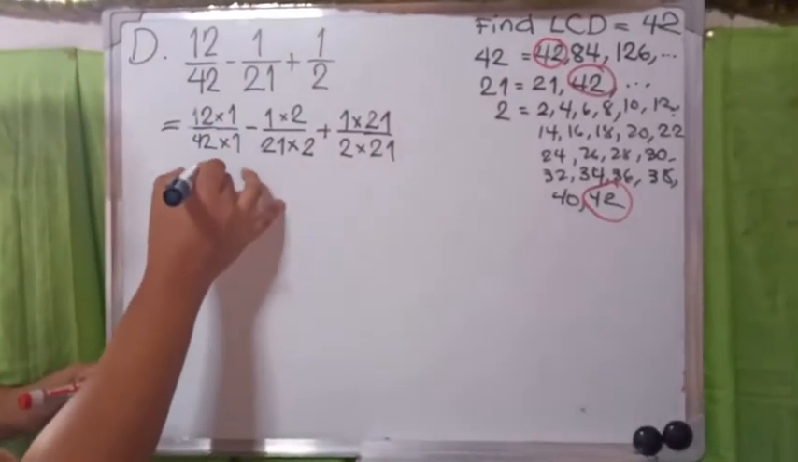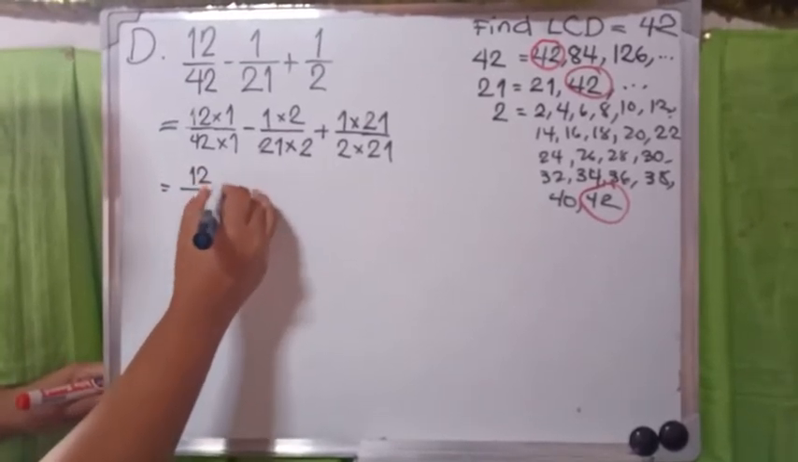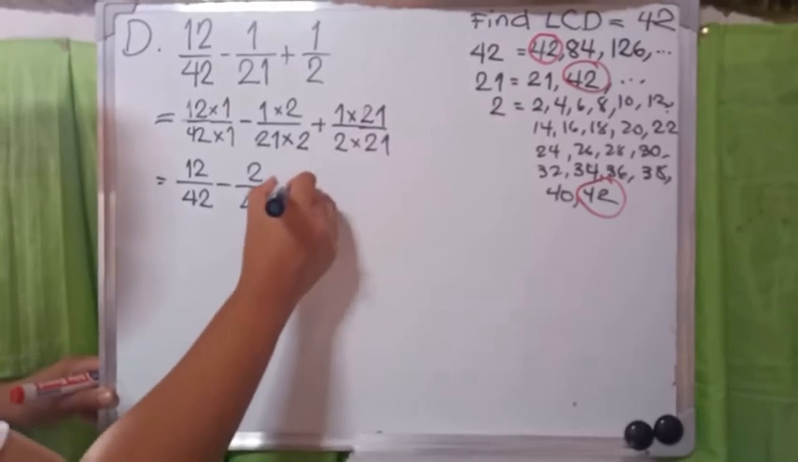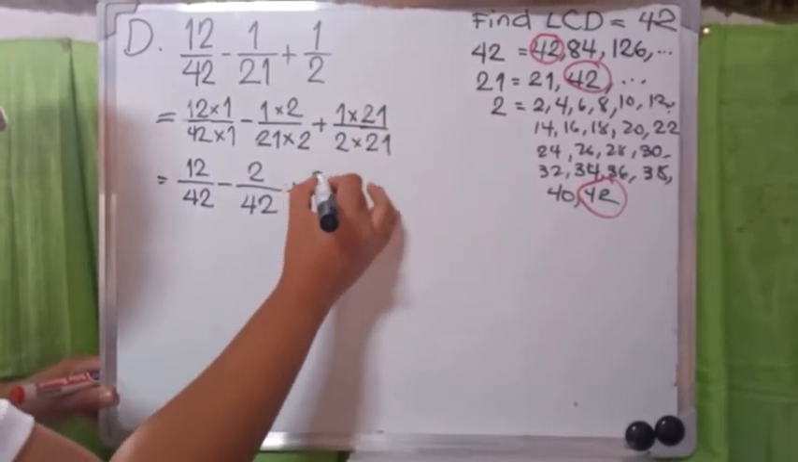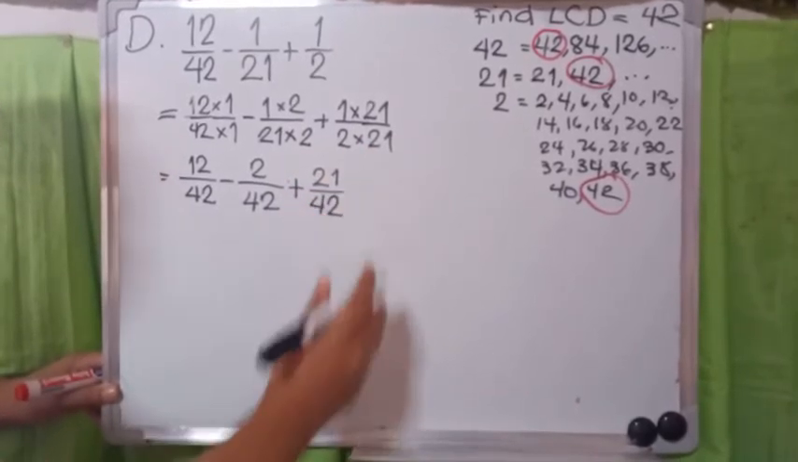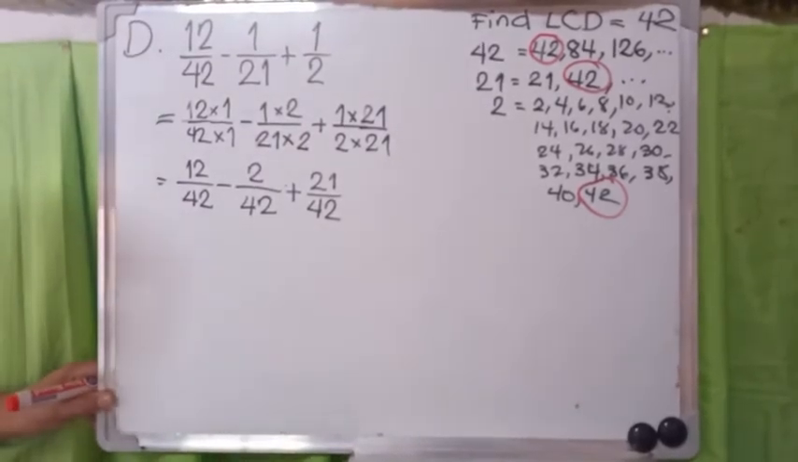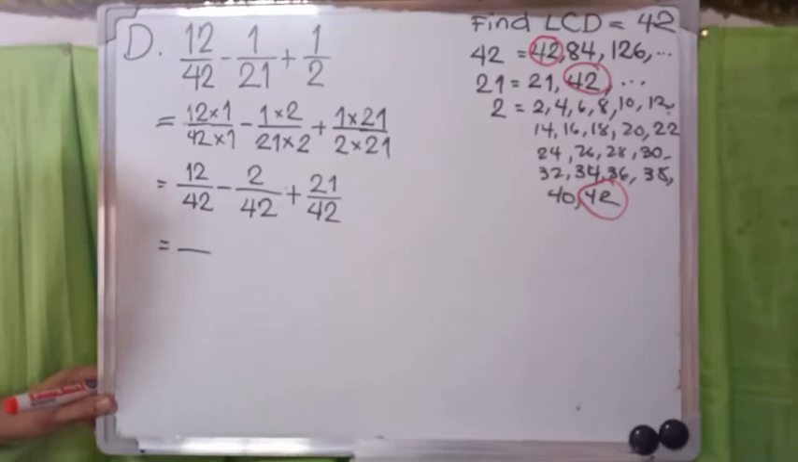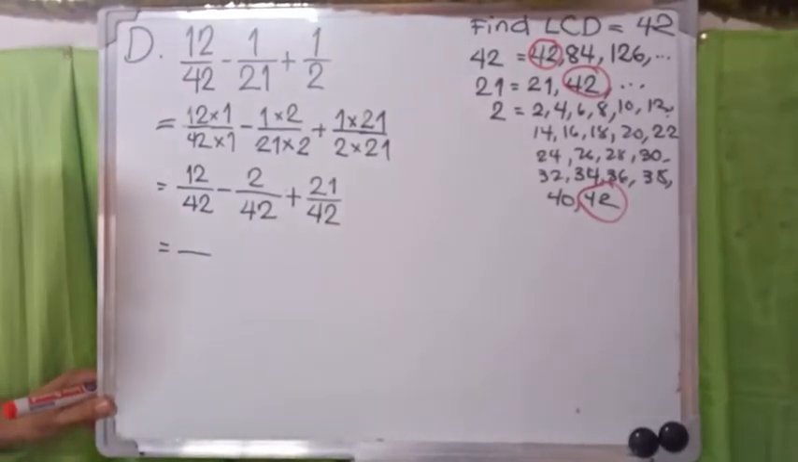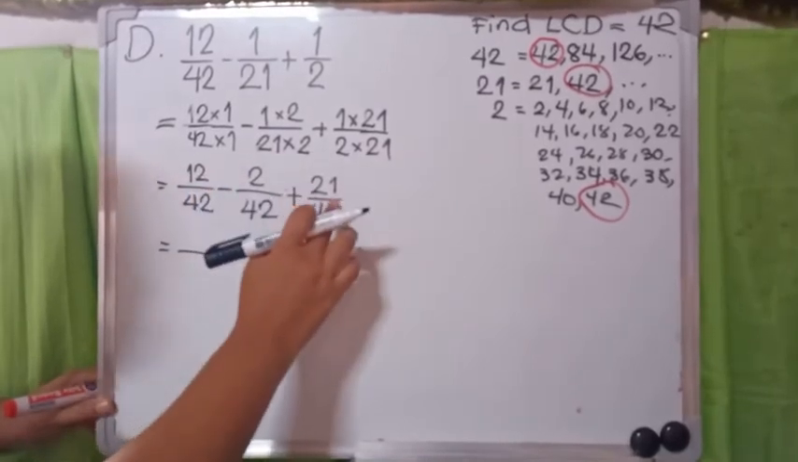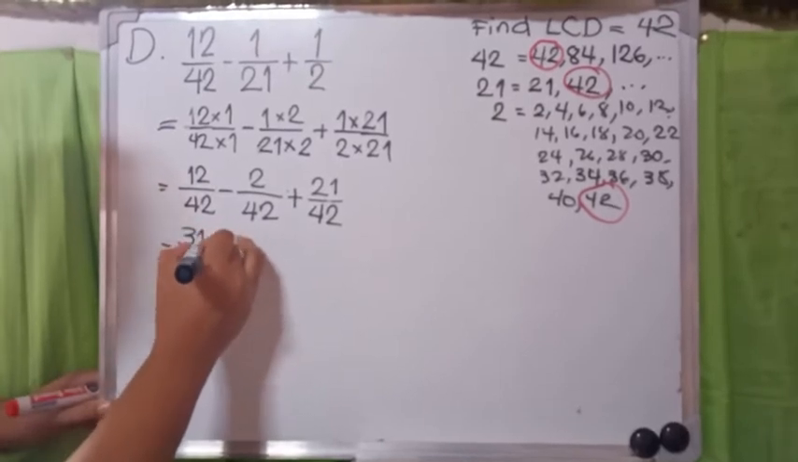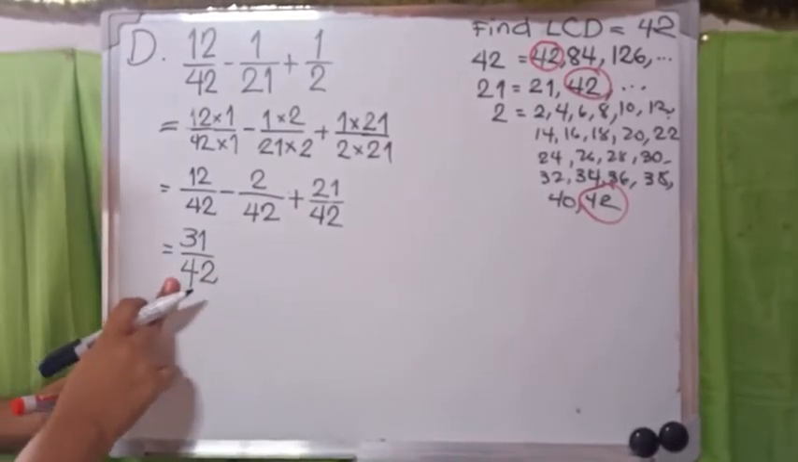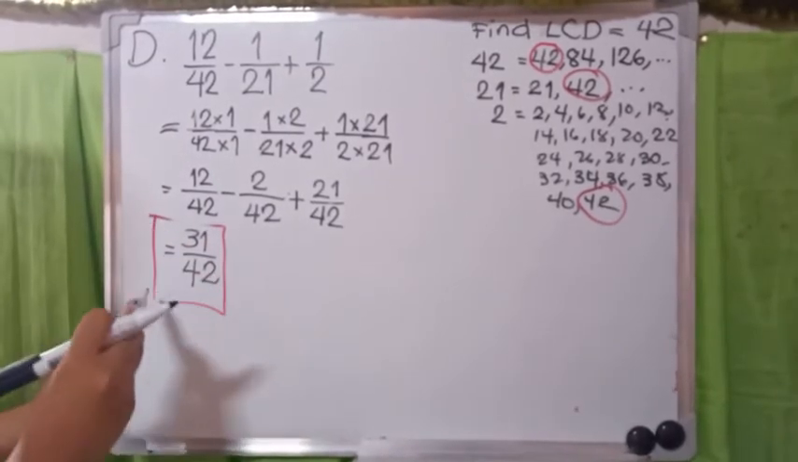12 times 1, it's 12 over 42, minus 2 over 42. 1 times 21, it's 21. So 2 times 21, it's 42. So let's continue. 12 minus 2, it's 10. 10 plus 21, it's 31 over 42. Is there any common factors between 31 and 42? No more. So this would be your answer. Did you get the correct answer?